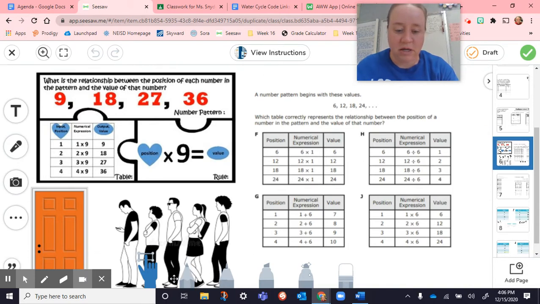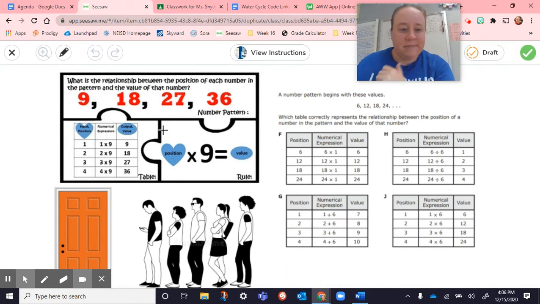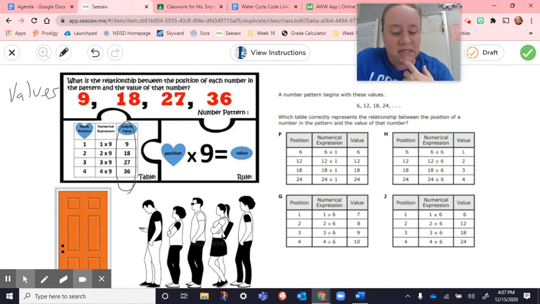So here, let me grab my pencil. It says, what is the relationship between the position of each number in the pattern and the value of that number? So you have 9, 18, 27, 36. These right here are the values. Now, if you notice, the values are written on this right-hand side. So you have 9, 18, 27, and 36.